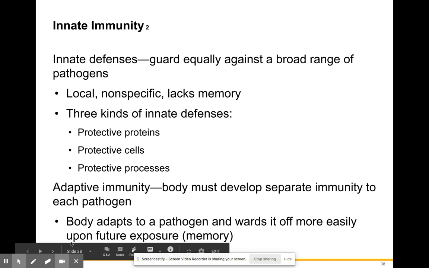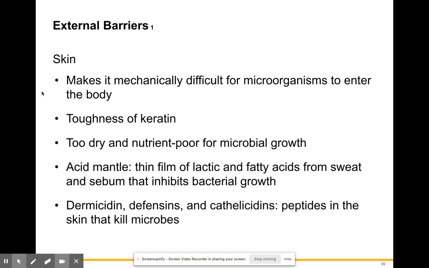Okay, so let's talk about your skin, right? Your skin makes it very mechanically difficult for microorganisms to enter the body. Like I said before, the cells on your epidermis are mostly keratinized, right? And what that means is that they are full of this very tough protein called keratin. And cells that are full of keratin are typically dead.